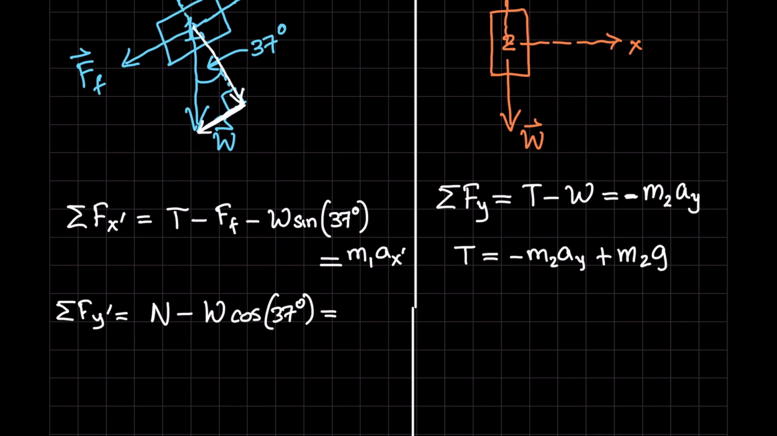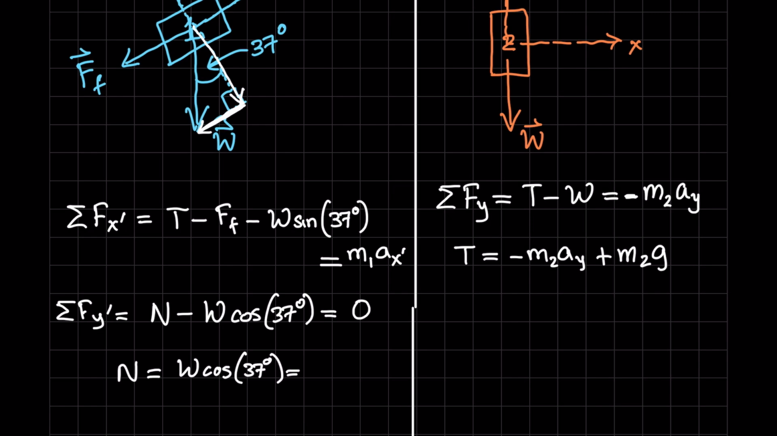So we're allowed to bring in that knowledge, right? We know it goes along the ramp, so then it doesn't accelerate in the y prime direction. So we set that equal to 0. This allows us to solve for the normal force using the second equation, the y prime equation. The normal force is equal to weight cosine of 37 degrees.